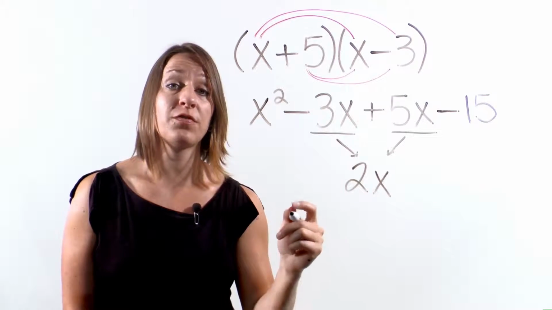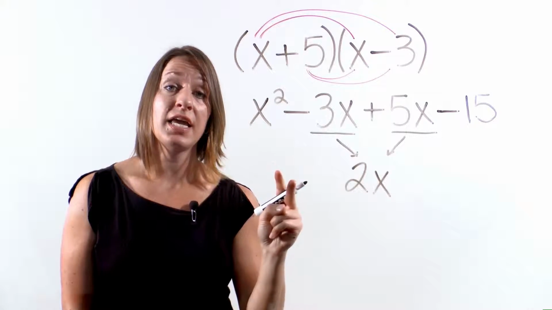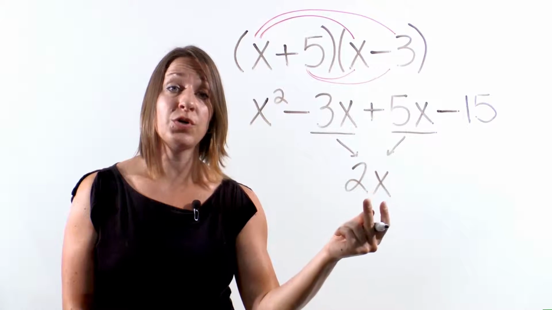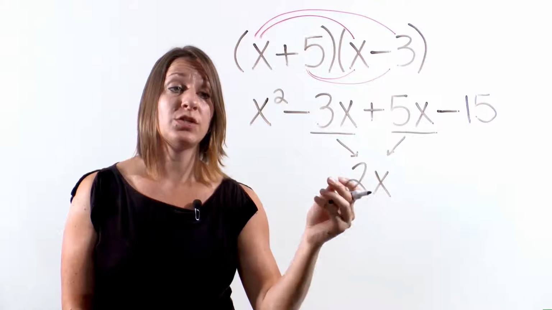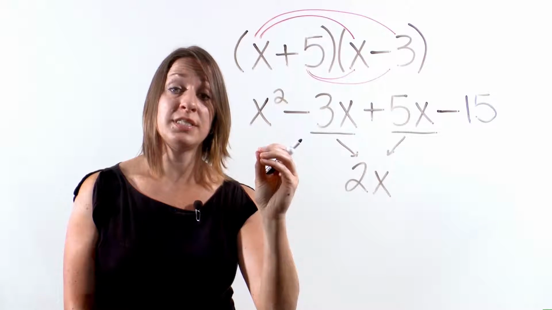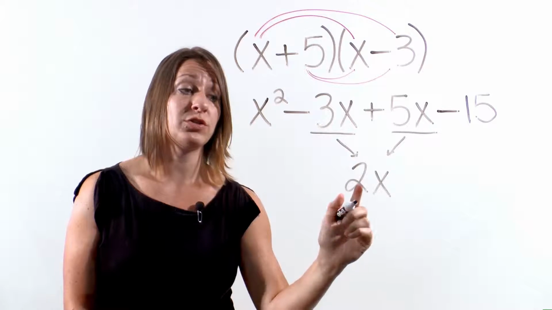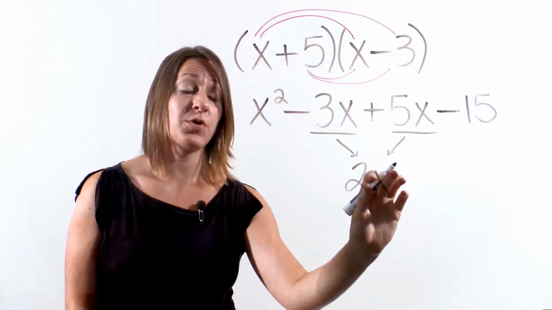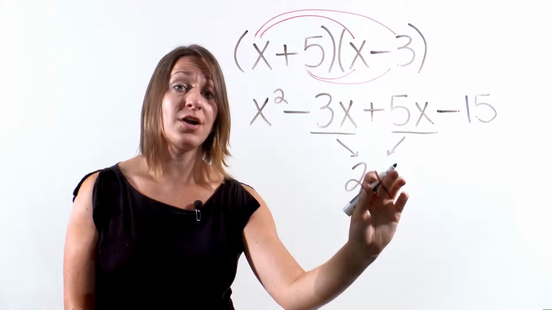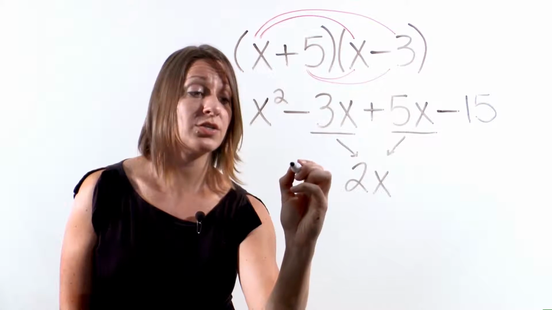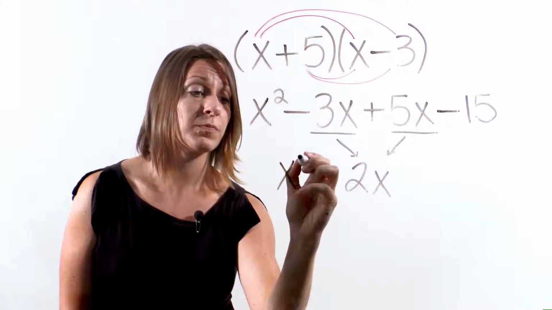Now I said we need to check for 2 things. The second thing is we need to make sure our answer stays in descending order. Descending order is the order that the exponents need to be in. We're going to start with the highest exponent, and we're going to count all the way down. 2x has an exponent of 1. It's not our highest exponent. We had an x squared, so this one is actually going to go first.